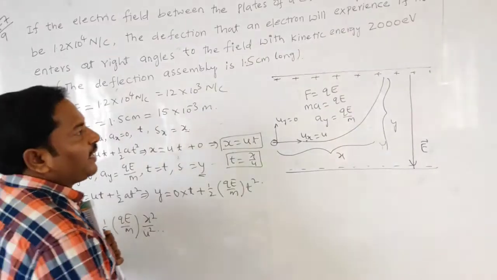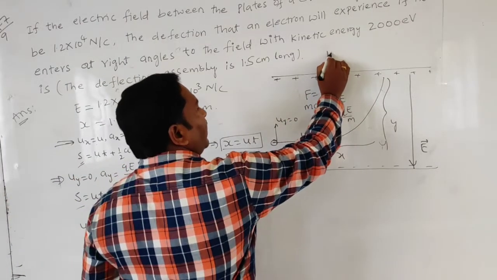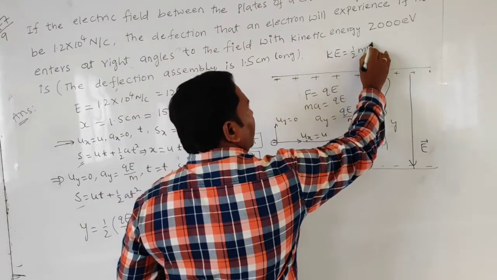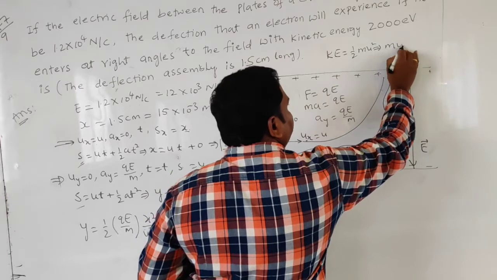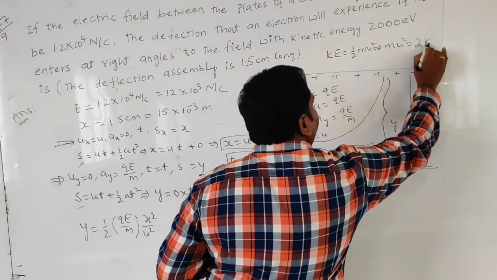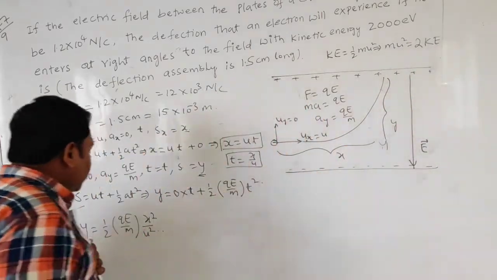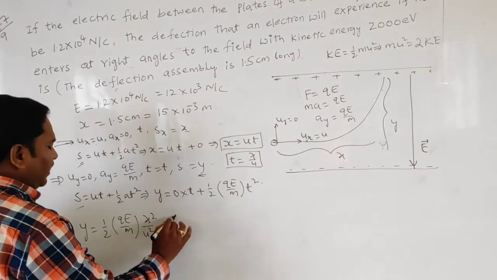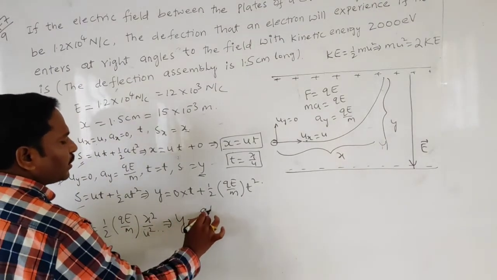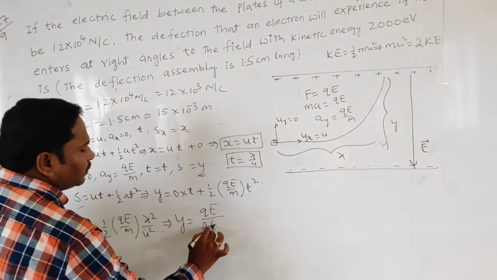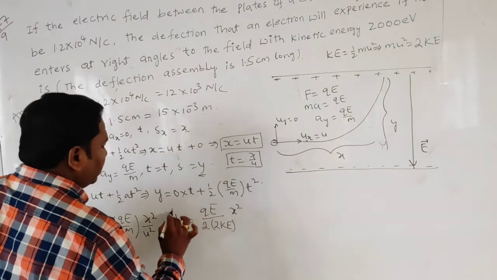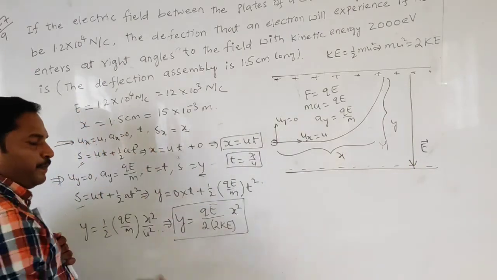Now the kinetic energy equals half m u square. From here m u square is equal to 2 times the kinetic energy. So in place of m into u square, we can write y equal to qE by 2 into 2 times kinetic energy, into x square. So this is the formula.